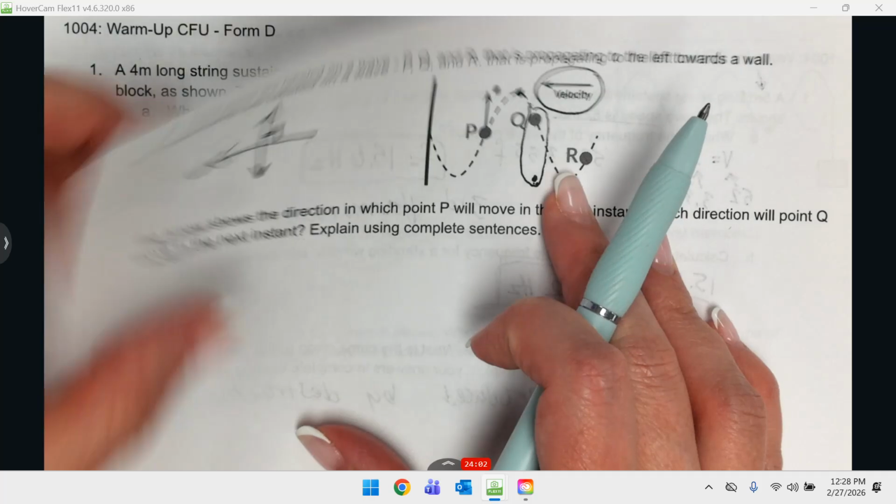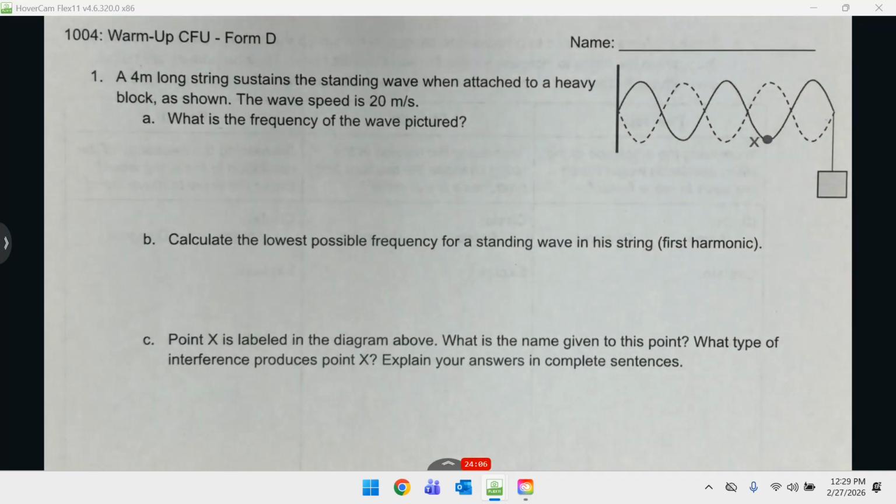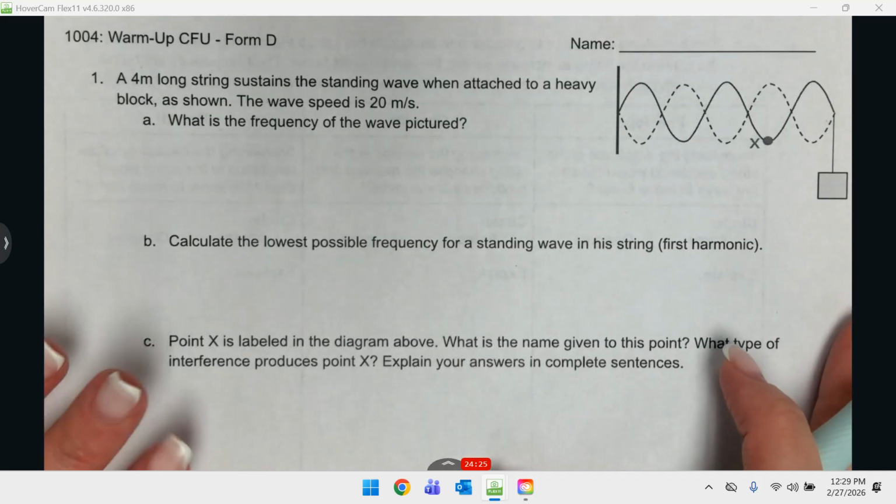All right, last one. Here is Form D. Form D says a 4-meter long string sustains the standing wave when attached to a heavy block as shown. The wave speed is 20 meters per second. What is the frequency of the wave pictured? Again, all of these questions are basically the same with slightly different numbers, and the picture is a little bit different than Form C that we just looked at. But otherwise, it's the same process.